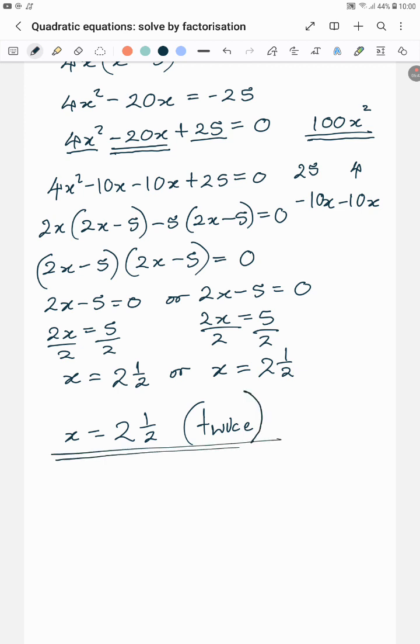So that's all I had for you today in this topic of solving quadratic equations using factorization.